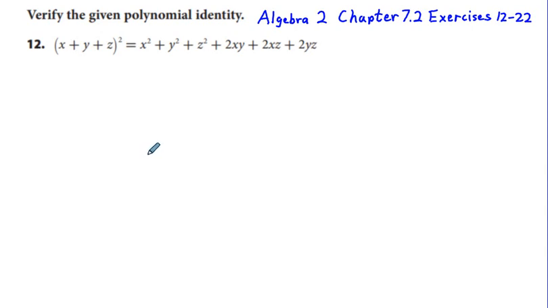Algebra 2, Chapter 7.2, exercises 12 through 22. In this exercise set, we're going to work with multiplying polynomials, specifically verifying and using identities.